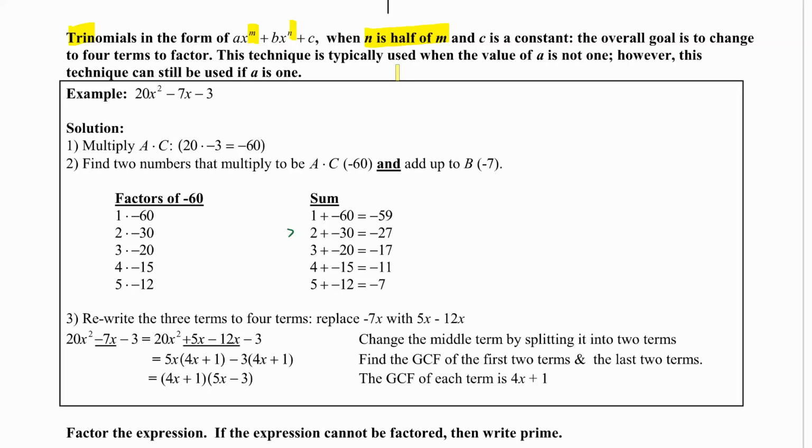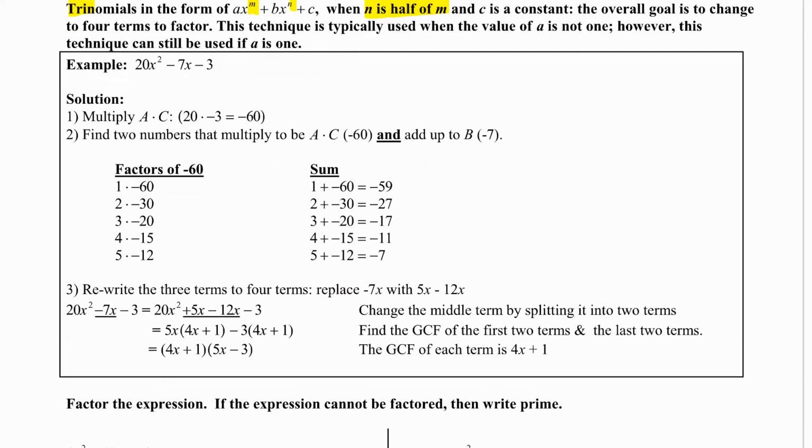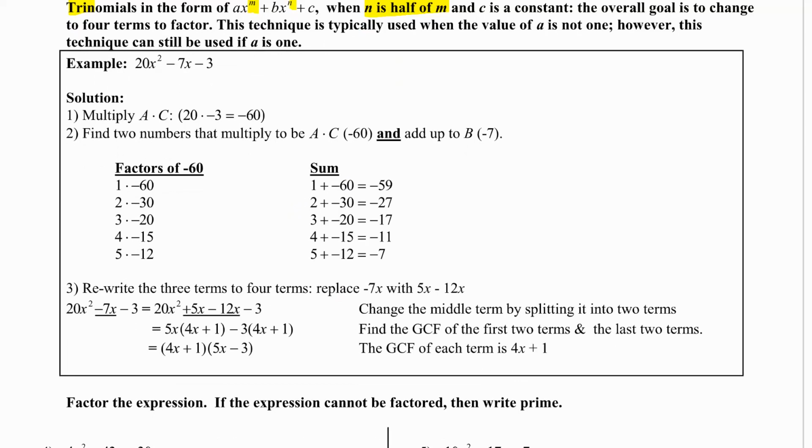So when that is, really we're going to combine 2 techniques, the last 2 techniques that we just learned. One with trinomials and the other one is with grouping when we have four terms. So that's really the goal, is to change this problem to 4 terms. To do that, first thing is we're going to multiply a times c. So we're going to multiply those 2 numbers, that leading coefficient times the constant, and we get negative 60 in this case.